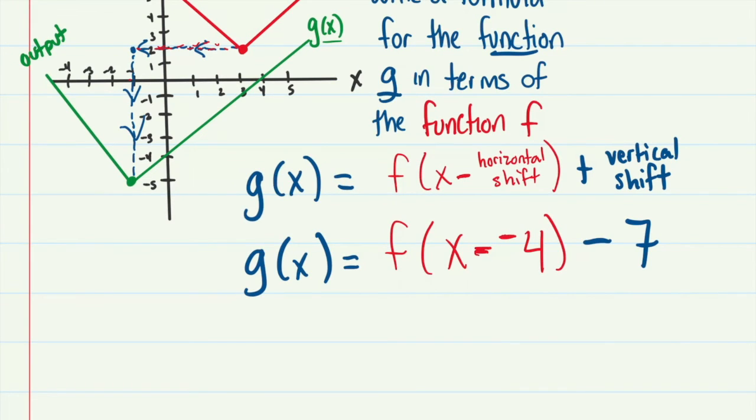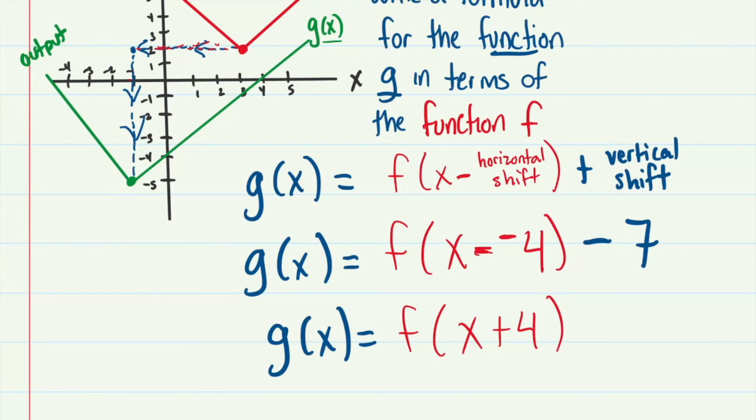If you want to simplify, you could say g of x equals f of x, well, negative times a negative is +4, minus 7. And that's basically how you write a formula for the function g in terms of the function f.